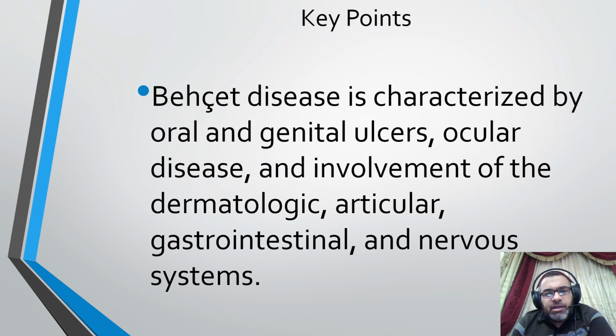The key point here is that Behcet disease is characterized by oral and genital ulcers, ocular disease, and involvement of the dermatological, articular, gastrointestinal, and nervous systems.